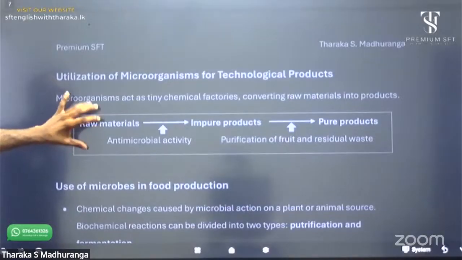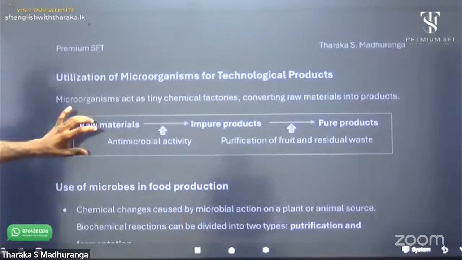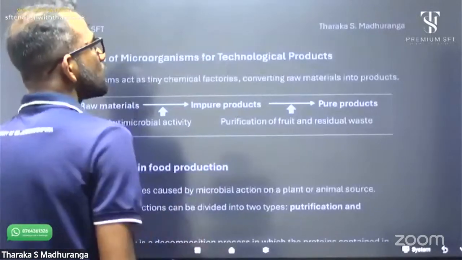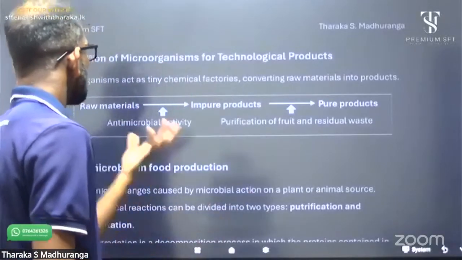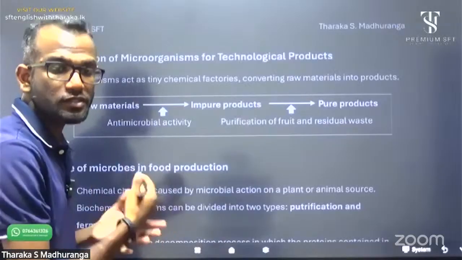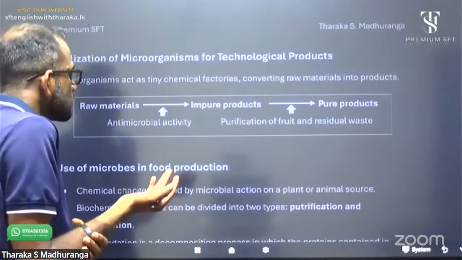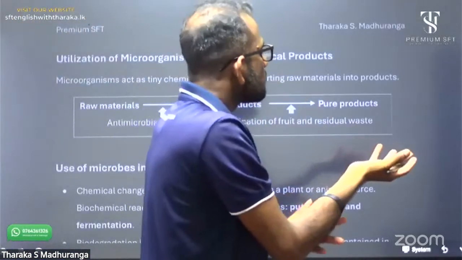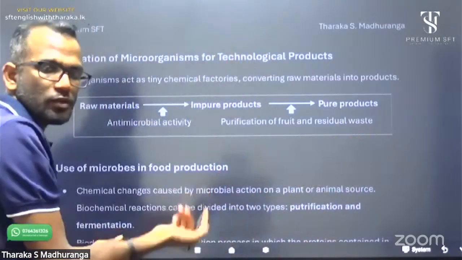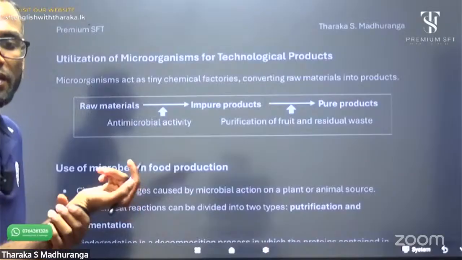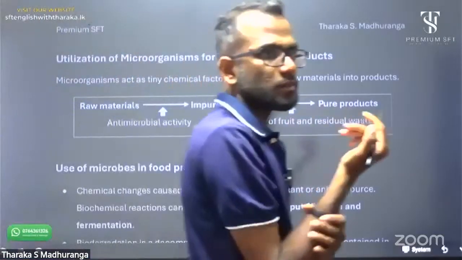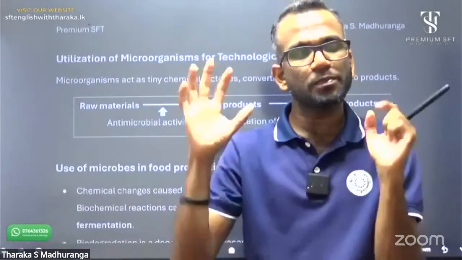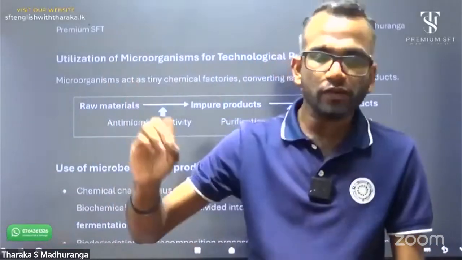Utilization of microorganisms for technological production. Microorganisms act as tiny chemical factories converting raw materials into products. That's the actual advantage. We don't need energy, right? They all have their own energy. Raw material after microbial activity is converted into a valuable product without any energy or special conditions required, right? We don't need to maintain temperature. They already maintain the temperature. If we provide only favorable conditions, microorganisms do their job.